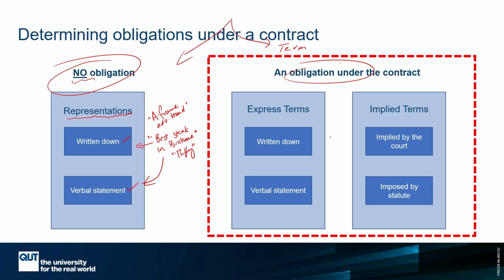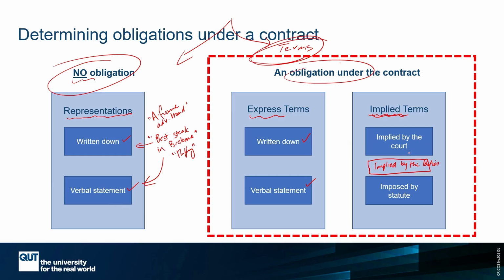Now, the other major thing that you'll see on this diagram is that within all of our terms, we have two kinds, express or implied. Express terms, as it suggests, are those that are expressed or clearly communicated by the parties. Again, that could be written down or it could be verbal. But not all terms are express. Some terms are implied. And in fact, I could probably put another box here which is implied by the parties' conduct. So let's discuss these implied terms.